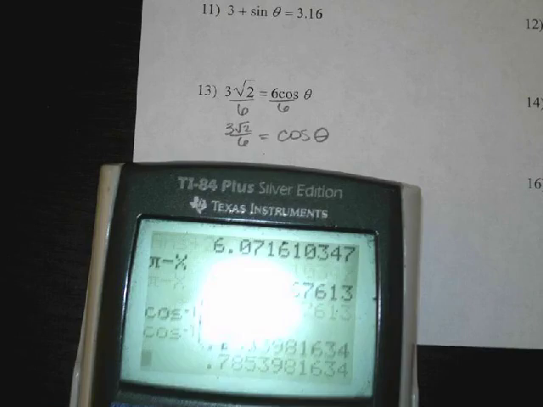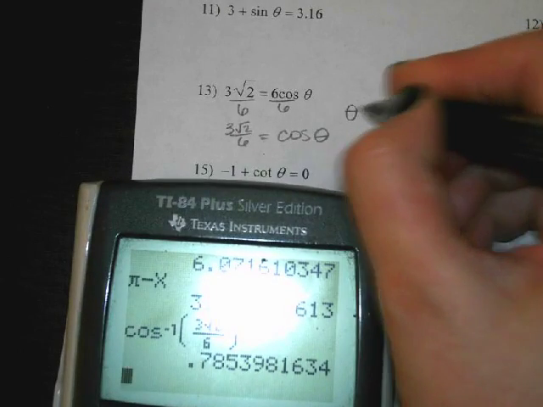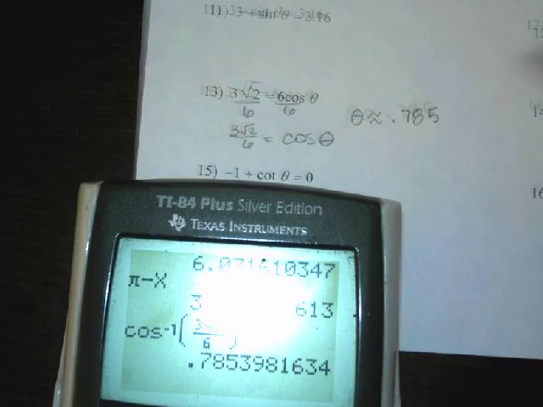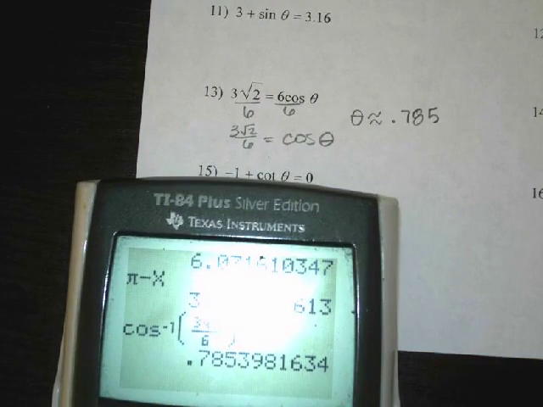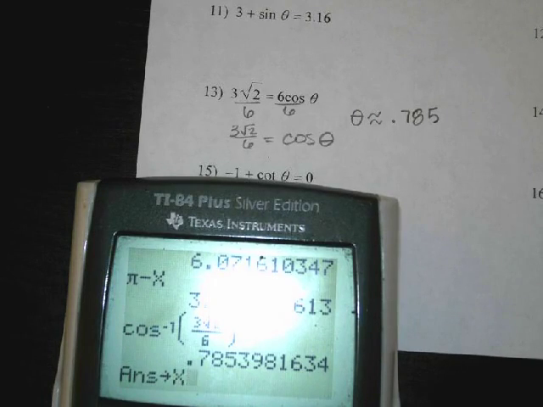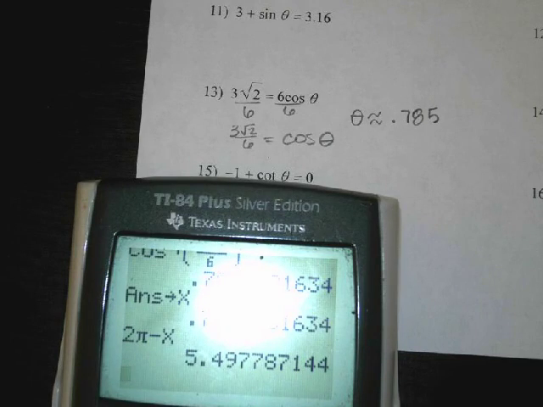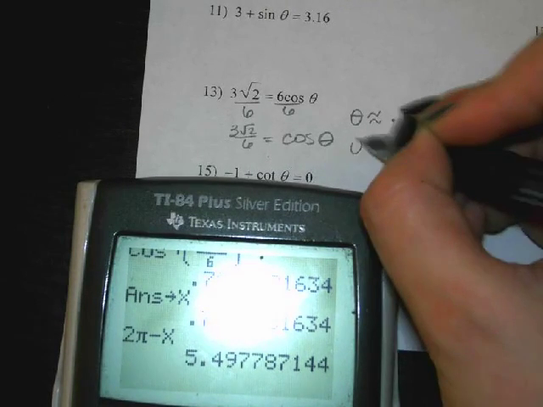All right, so we end up getting that theta is 0.785. And how do we get our second answer? Minus 2 pi? Yeah, we do not minus 2 pi. We do 2 pi minus that. Okay, so I'm going to store that as x. And then I do 2 pi minus x. And I get 5.498.